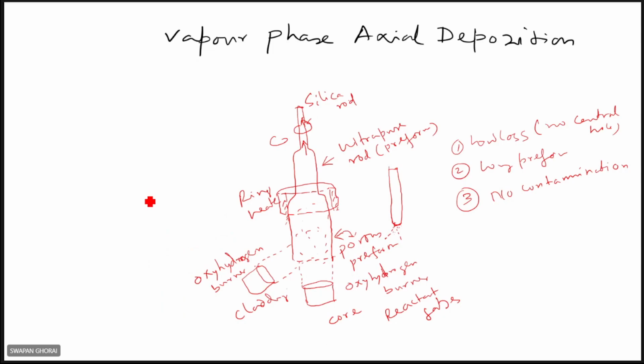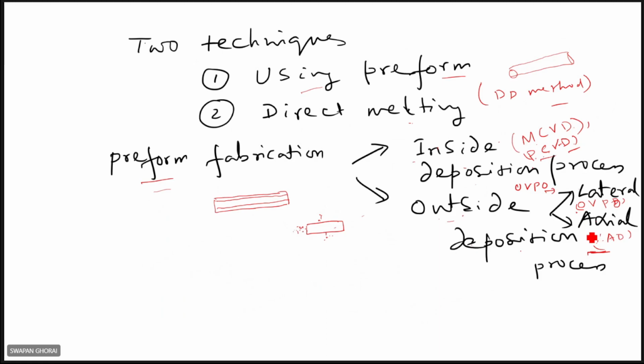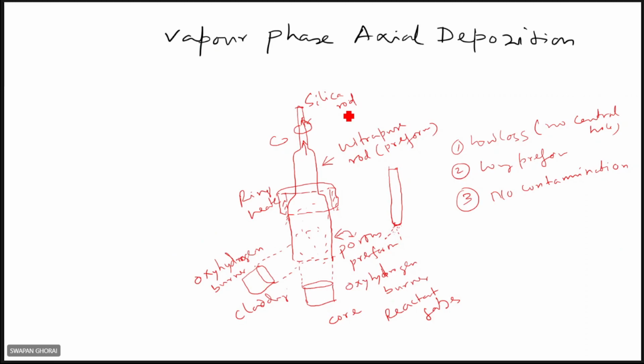Next, you see the vapor phase axial deposition method. I told you, this is the VAD method, the axial deposition method. That was the OVPO method, just to have seen. Next is the axial deposition method. In the axial deposition method, initially there will be a rod. This rod is here. At the end of this rod, deposition occurs. The reactant gases, oxygen and others, are injected through these two burners. One is for cladding and the other is for core, right?